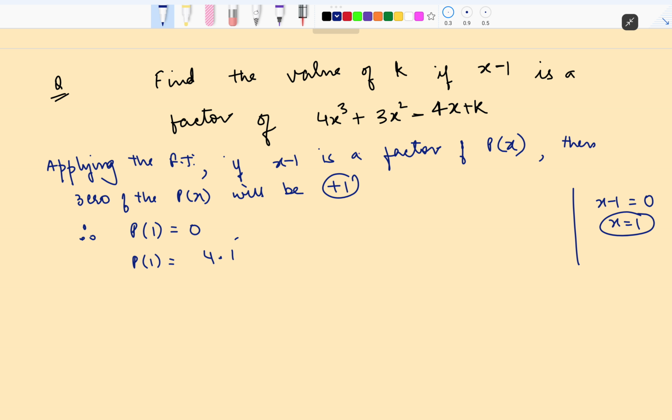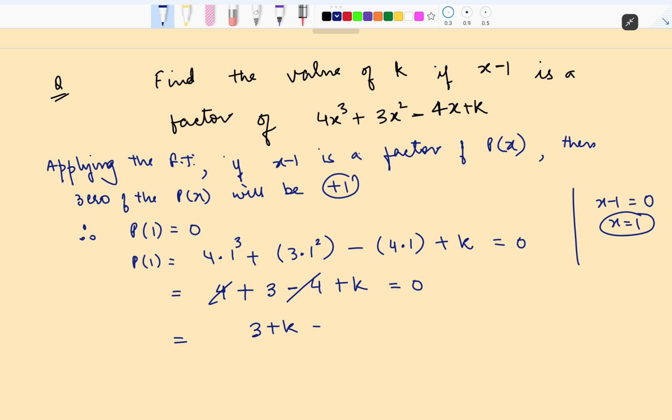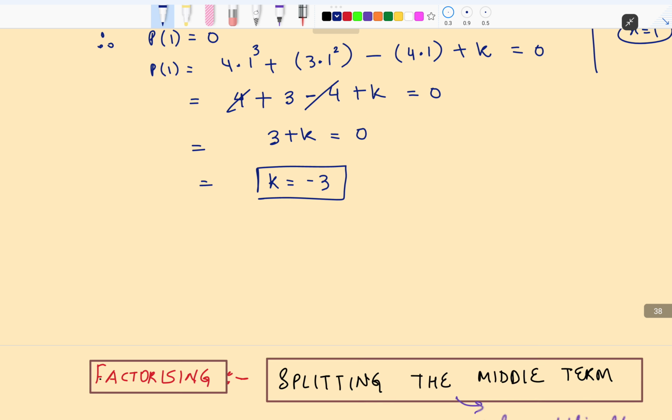4 into 1 cube plus 3 into 1 square minus 4 into 1 plus k, and this should be equal to 0. 4 into 1 cube will be 4. 3 into 1 square is 1, so 3 into 1 is 3, minus 4 plus k is equal to 0. Plus 4 minus 4 cancels out, 3 plus k is equal to 0, so your value of k is minus 3. क्लियर है ना बच्चों? फैक्टर थ्योरम अप्लाई करके हाउ टू फाइंड आउट दीज क्वेश्चंस.